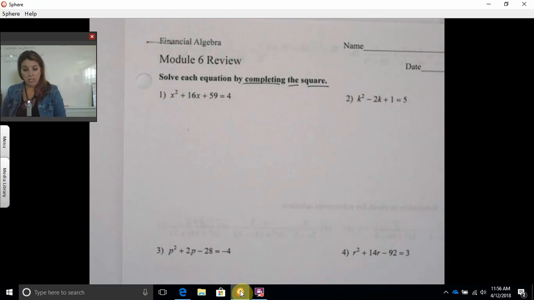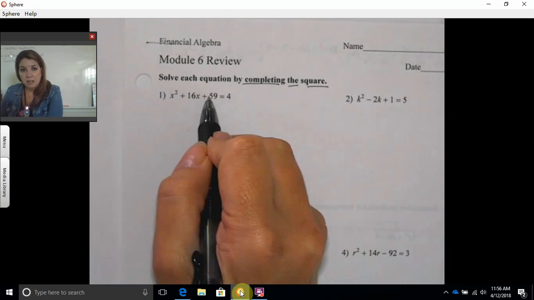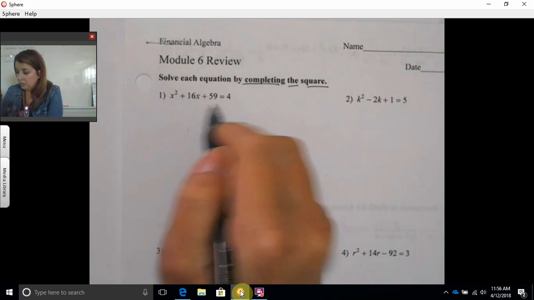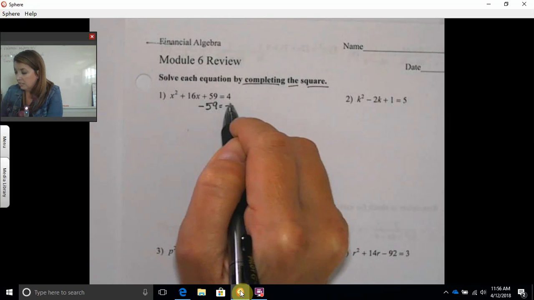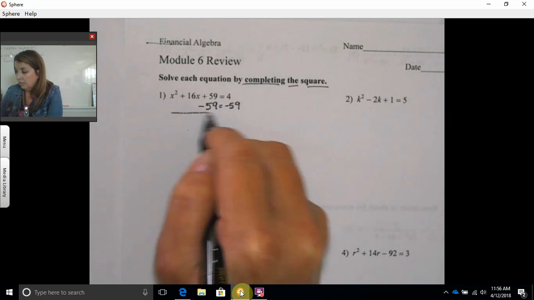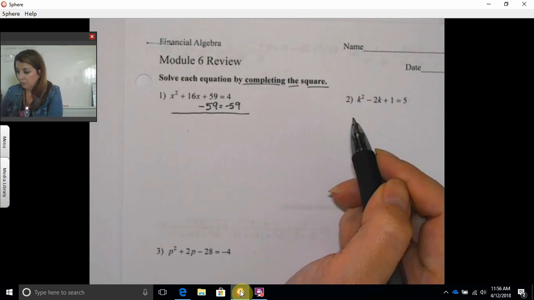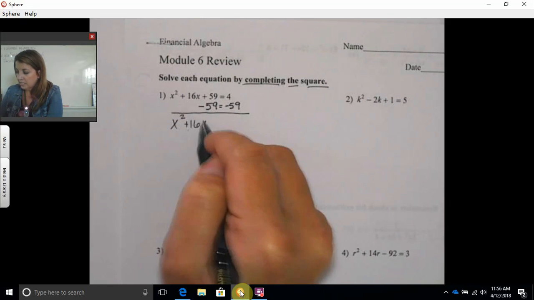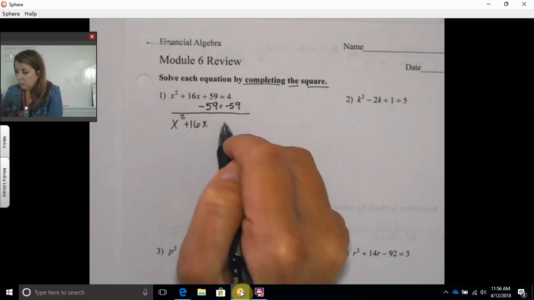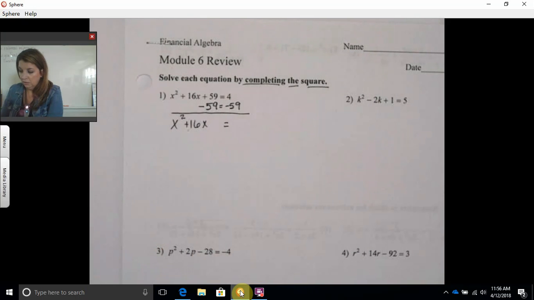So, the first thing you want to do is, if you have a constant on the left side, move it to the right side. Remember, a constant is a number that does not have a variable. So that would be x squared plus 16x equals negative 55.